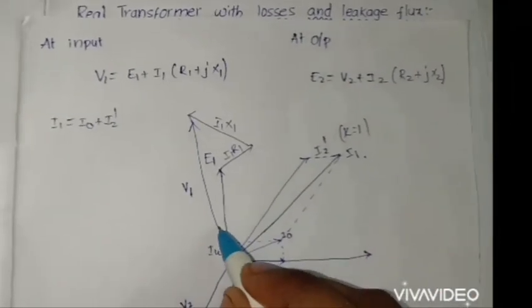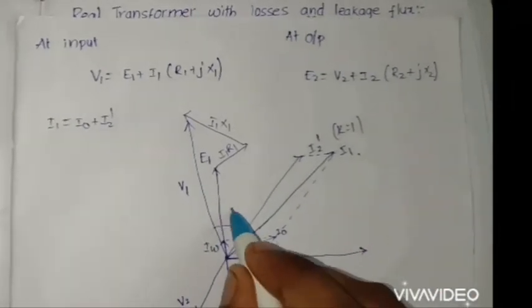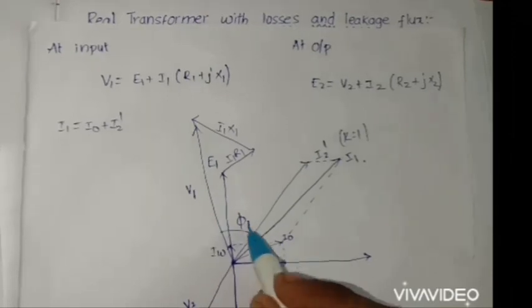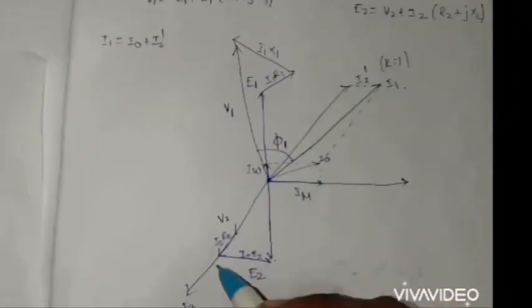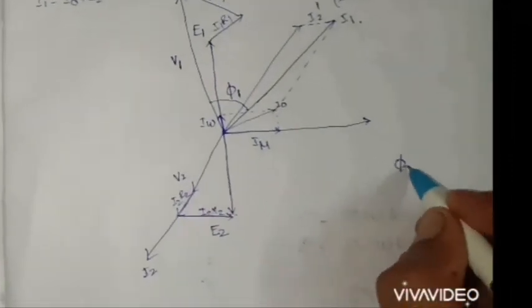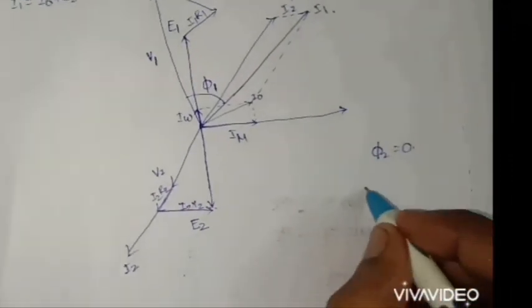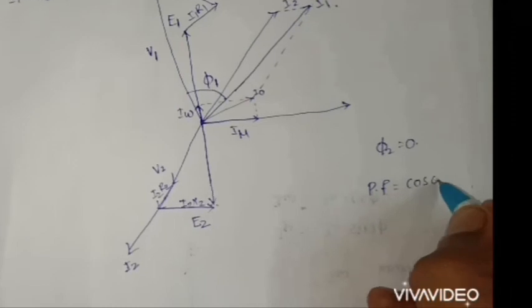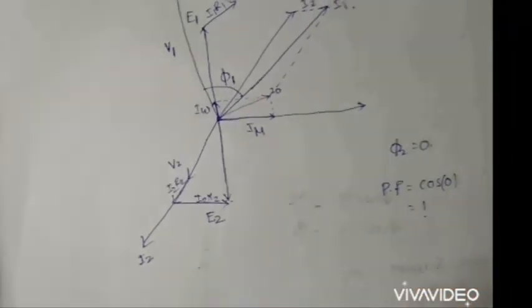The angle between V1 and I1 is phi1. This is due to the phase difference at the input, and the angle between V2 and I2 is 0. That is, the phase difference at the output is 0. So power factor is equal to cos 0 is equal to 1. Unity power factor.